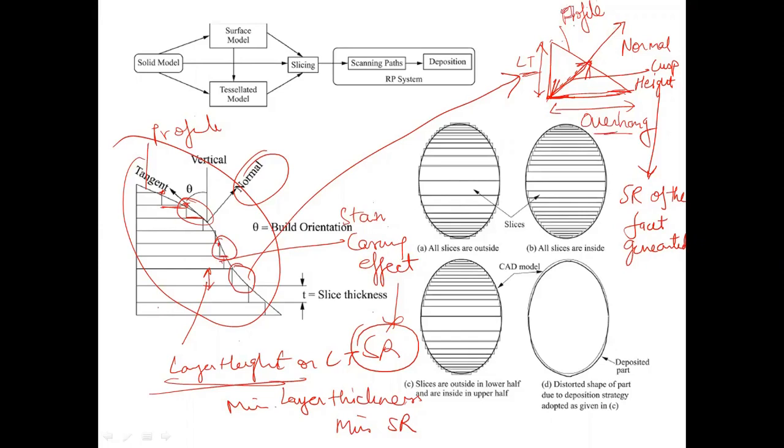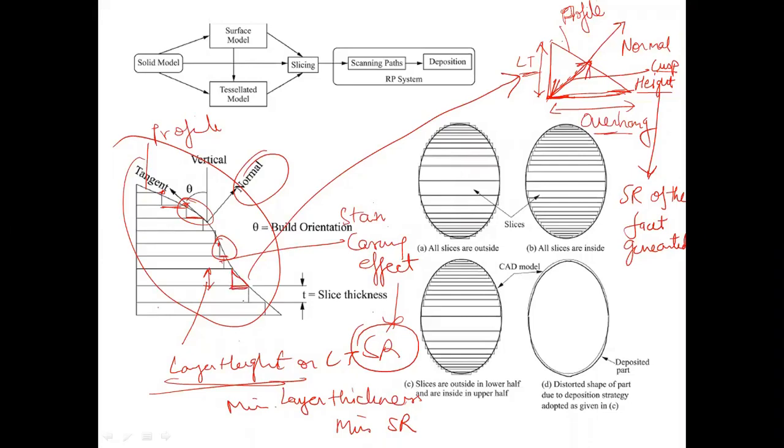So this is what we call the cusp height. For theoretical assumptions, we assume the cusp height is directly related to the surface roughness of the facet that is being generated. Now, what is a facet? This triangle over here is a single facet. This triangle is a single facet. This triangle is a single facet.